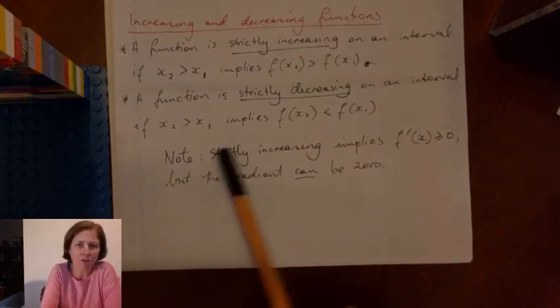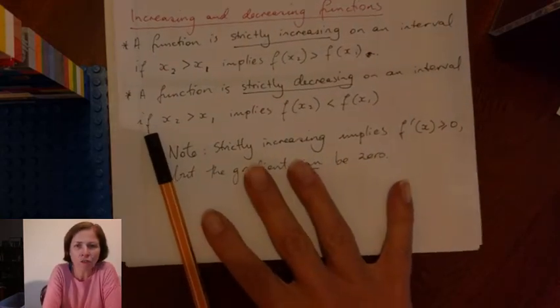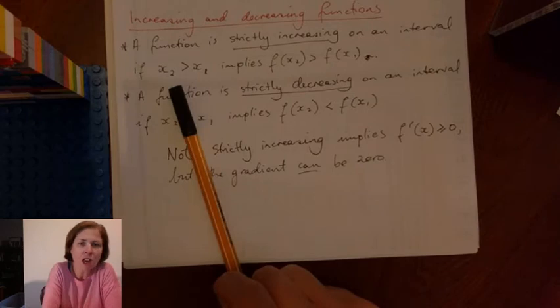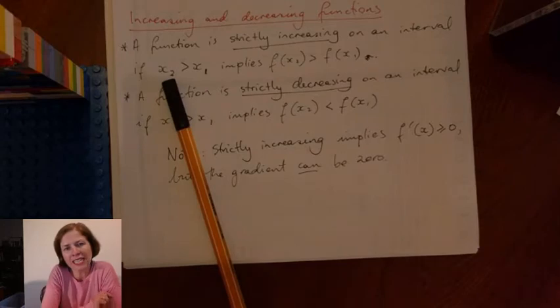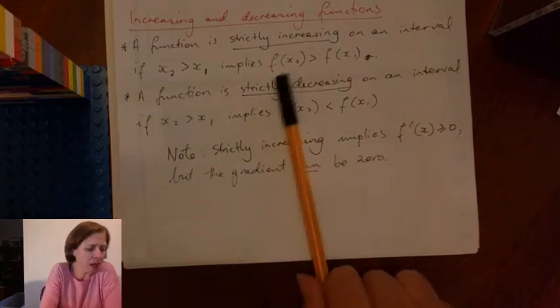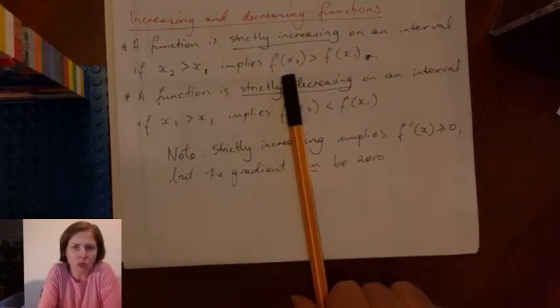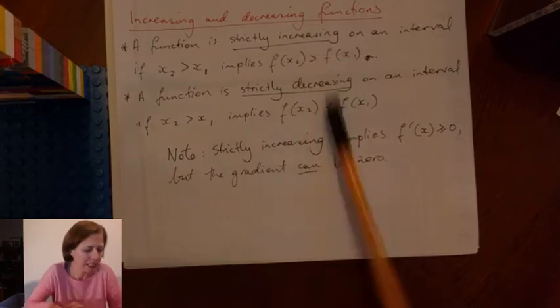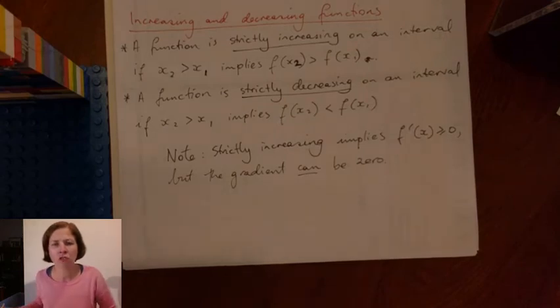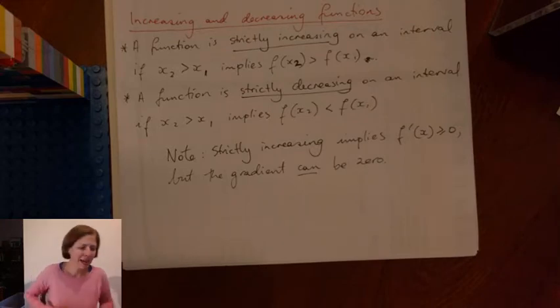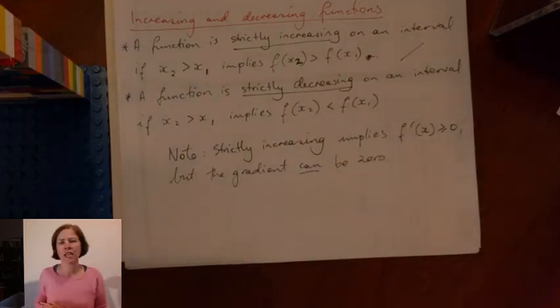So if I have some function and I choose an interval on that function, and I find that everywhere on that interval, if I have 2 points, x1 and x2 is bigger than x1, that means it's to the right along the x-axis. If that implies that f of x2 is greater than f of x1, that's a 2 there. F of x2 is greater than f of x1, in other words, the y value is higher for the second point than the first point. That basically means that my graph has done that, okay?